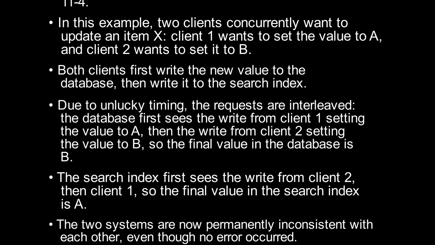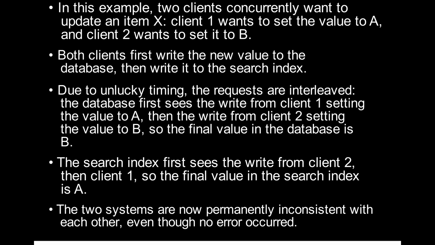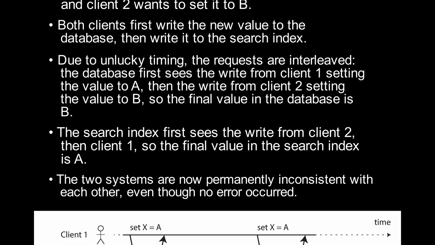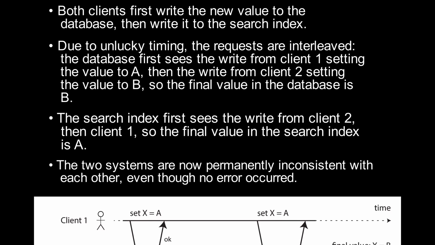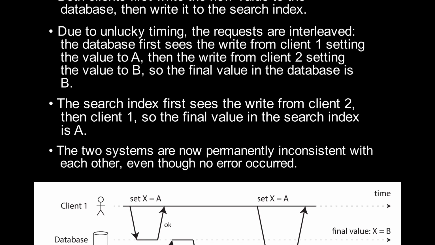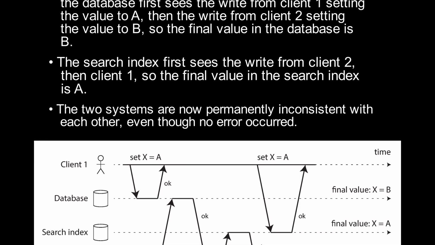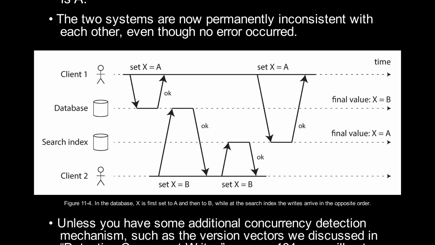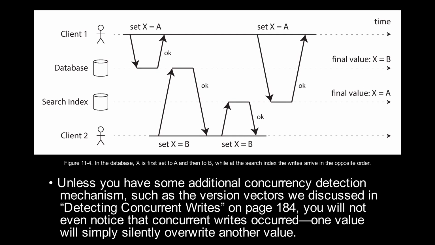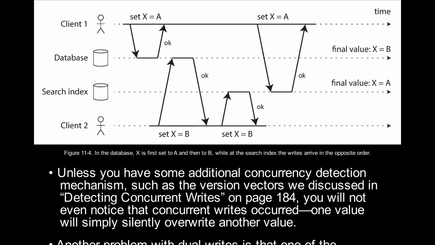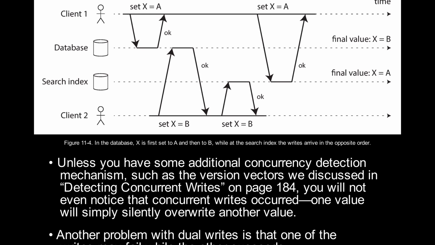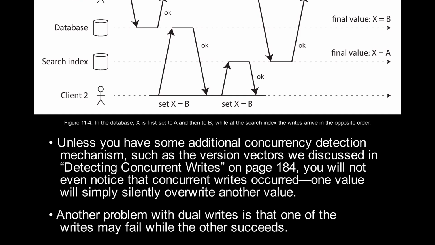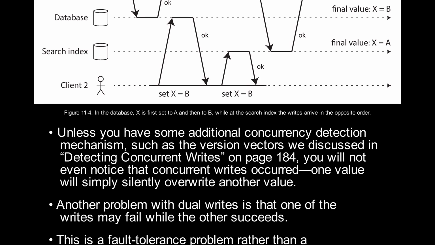The search index first sees the write from Client 2, then Client 1, so the final value in the search index is A. The two systems are now permanently inconsistent with each other, even though no error occurred. Figure 11-4. In the database, X is first set to A and then to B, while at the search index the writes arrive in the opposite order. Unless you have some additional concurrency detection mechanism, such as the version vectors we discussed in detecting concurrent writes on page 184, you will not even notice that concurrent writes occurred.